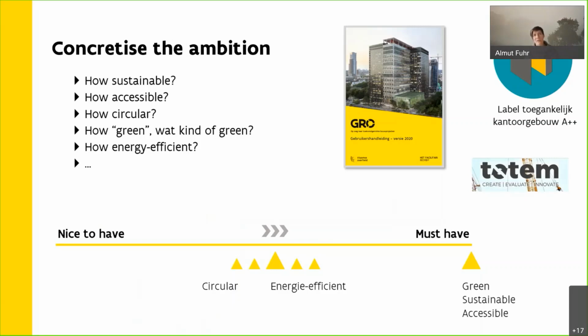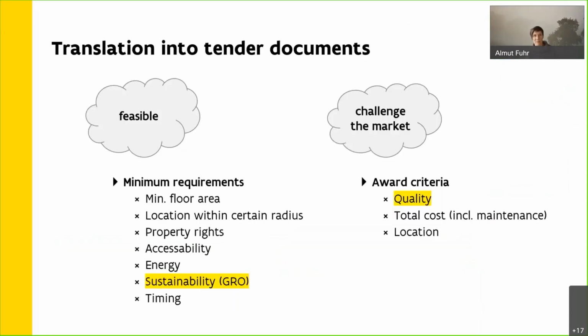But how did we approach it? So we tried to concretize our ambition on the building, how sustainable, how accessible, how circular, etc. we would like to be. What kind of tools can we use? And we also tried to say, okay, what is really a must-have and what is a nice-to-have for us? And somewhere in between, we would like to land, but we didn't always know where. And we were looking for tools we could use and how we could put that in tender documents.